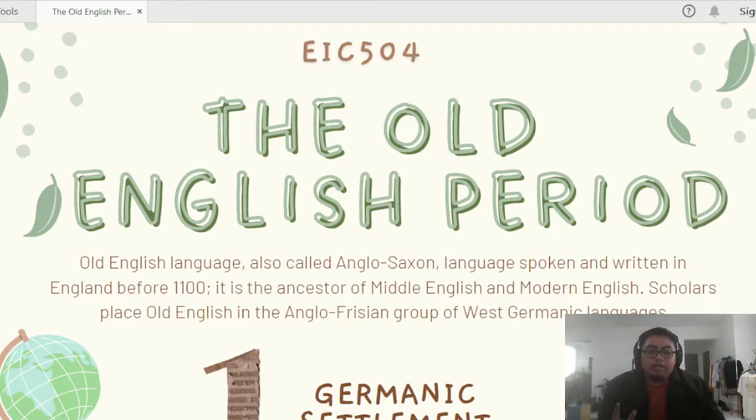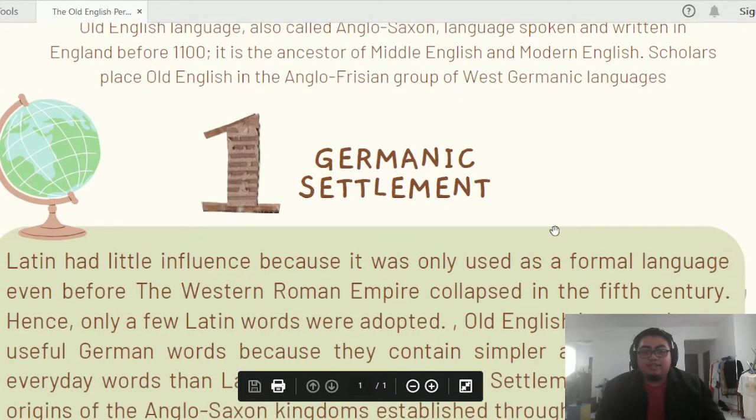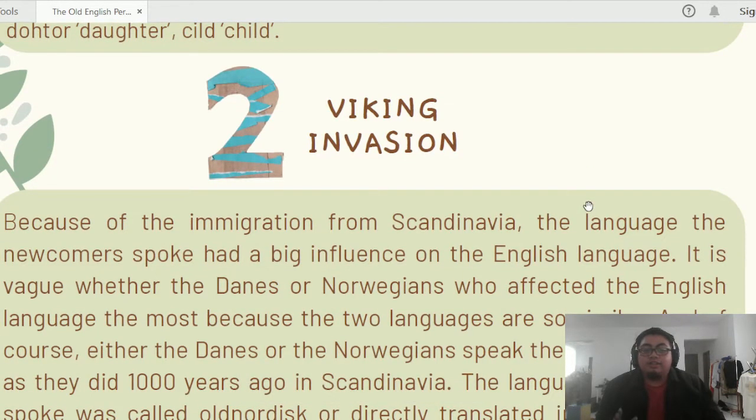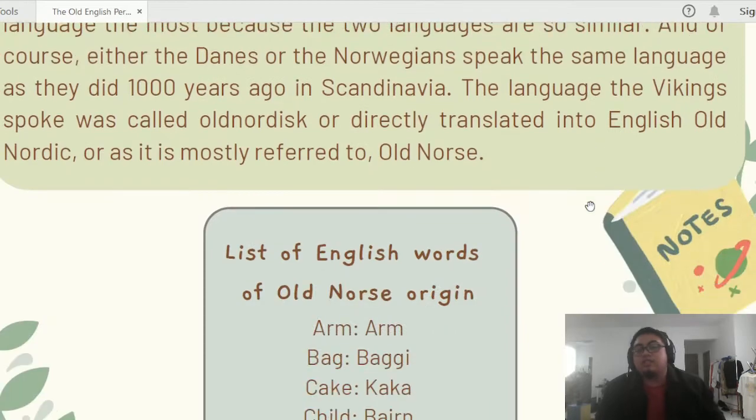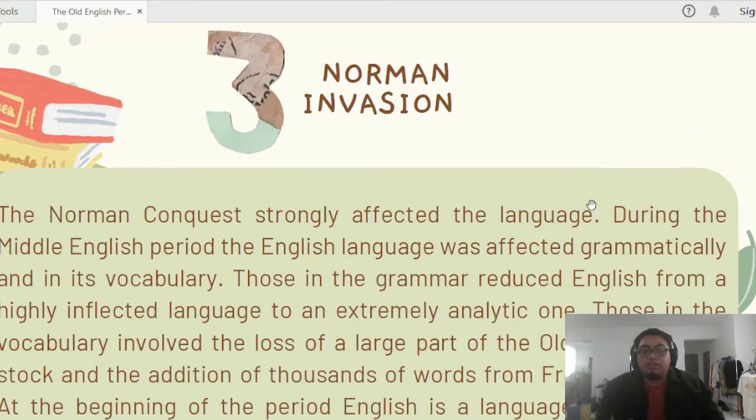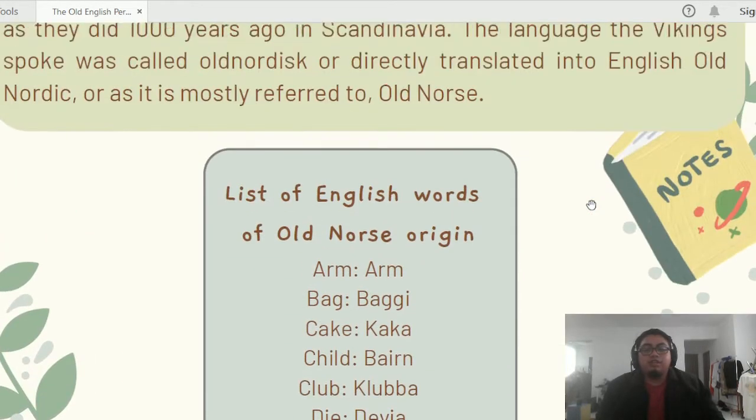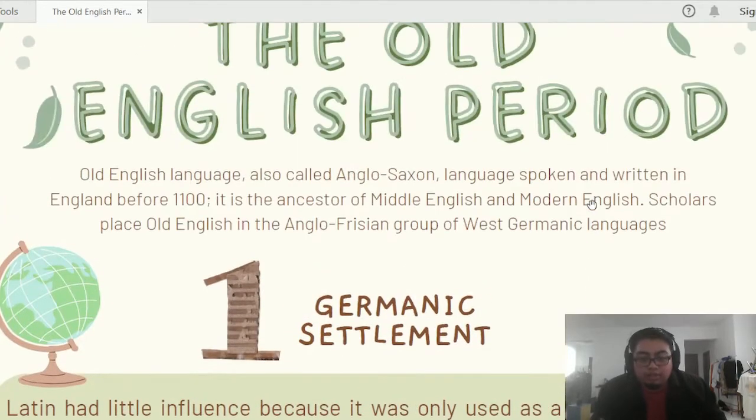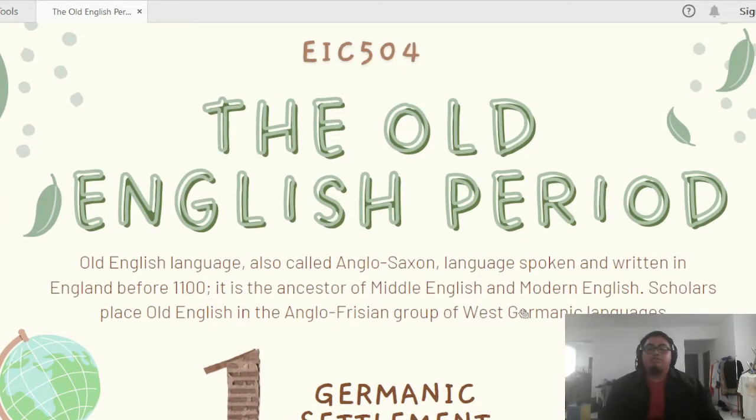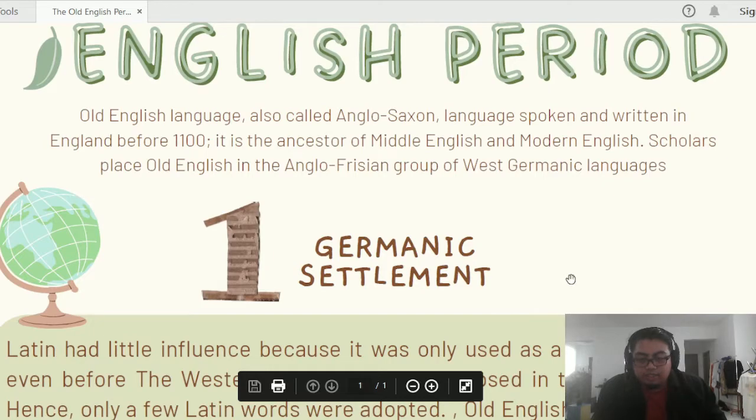So the Old English period was divided into three parts: the first one, Germanic settlement, the second one, Viking invasion, and the last one, Norman invasion. So let me talk about the first one, which is the Germanic settlement.